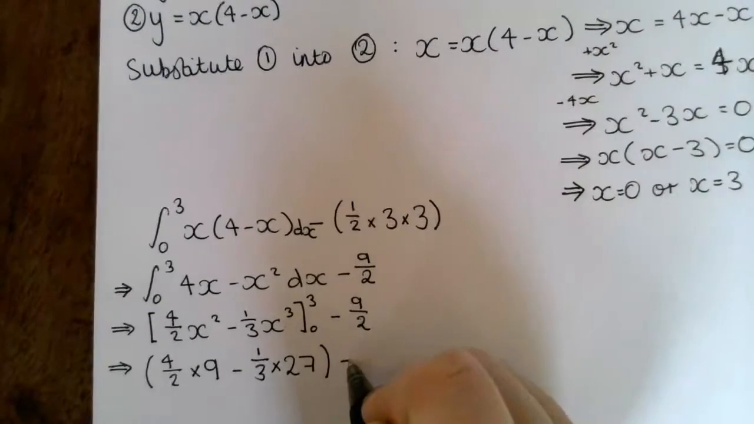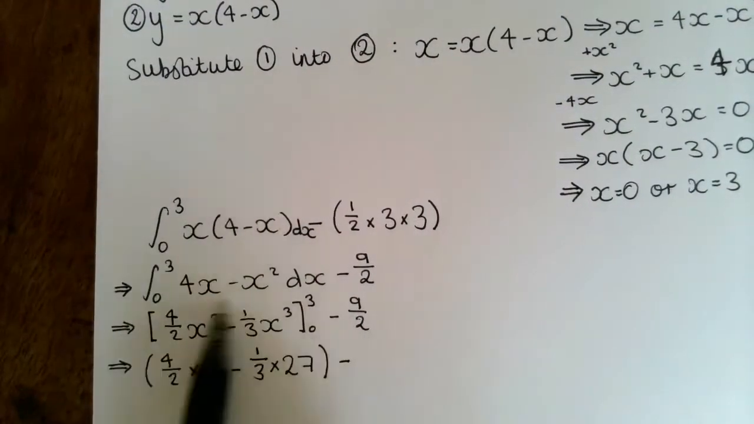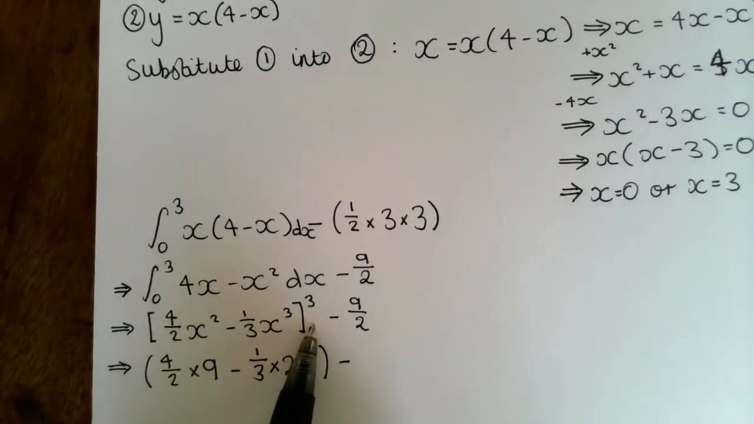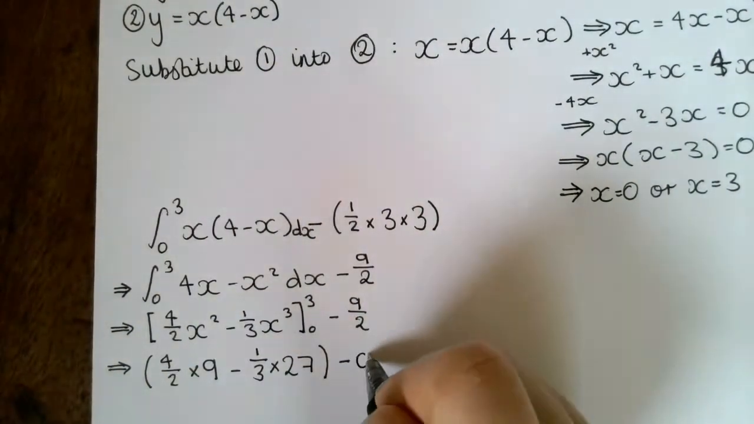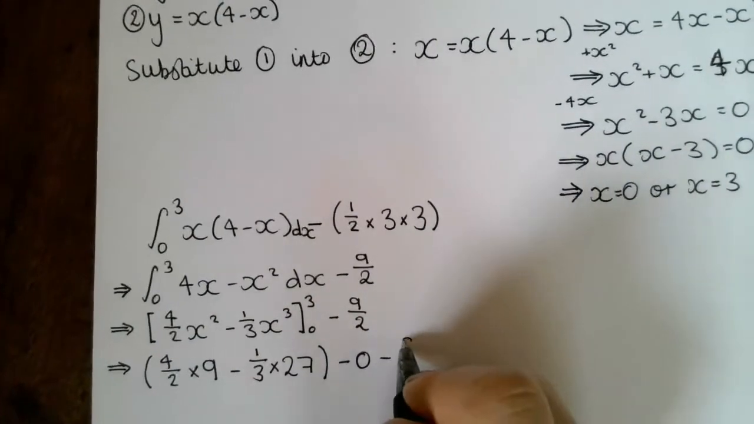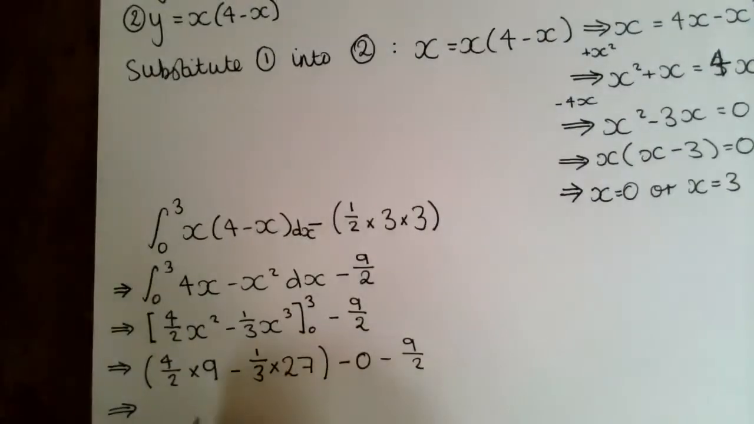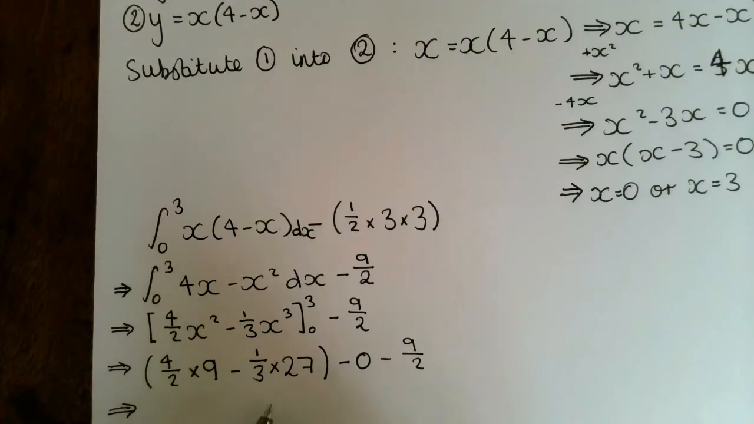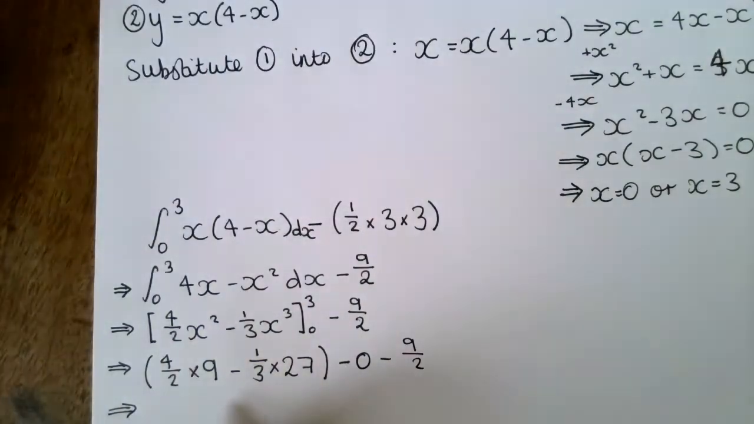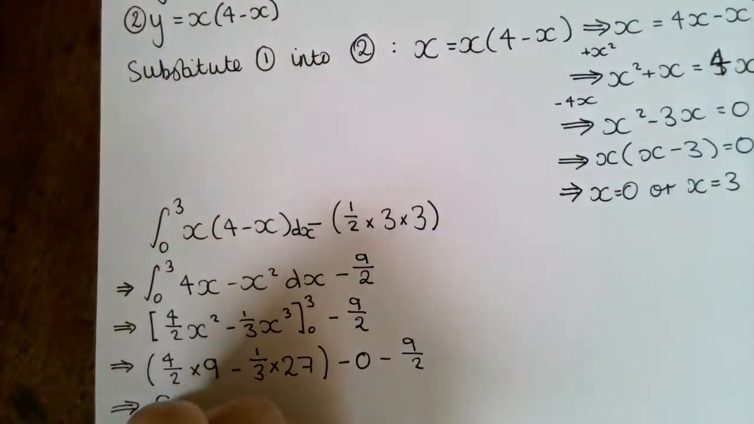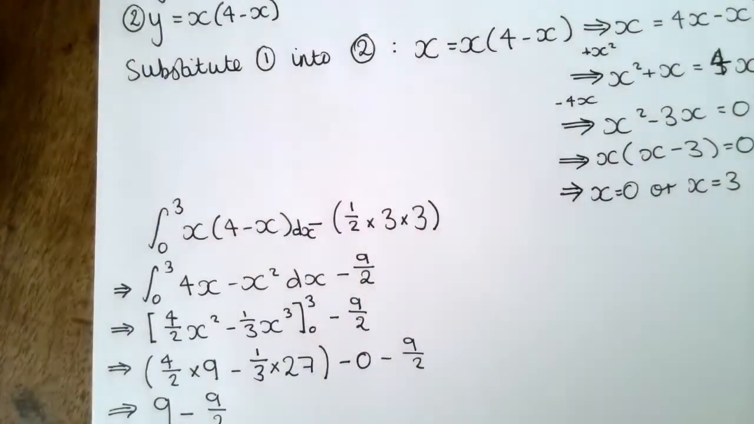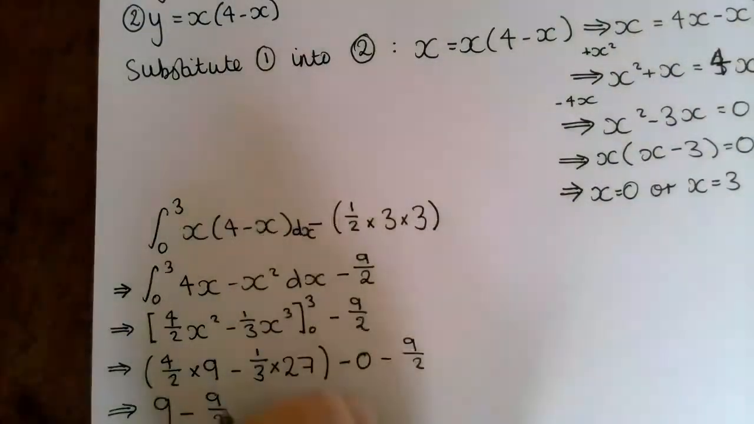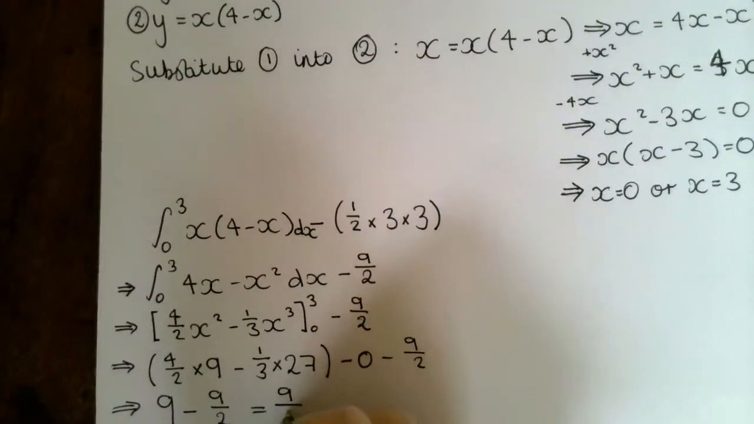I would then subtract the value of my expression when x equals 0. Each term of the expression has an x in it. So we're going to end up subtracting 0 and then subtracting 9 over 2. Now 4 halves times 9, subtract a third times 27. That is equal to 9. And I'm subtracting 9 over 2 from 9. And my answer is 9 over 2.